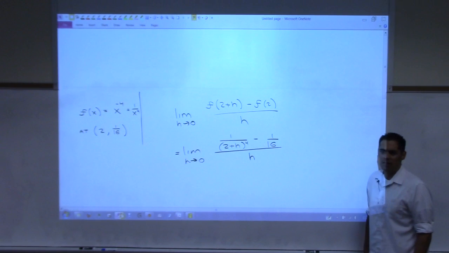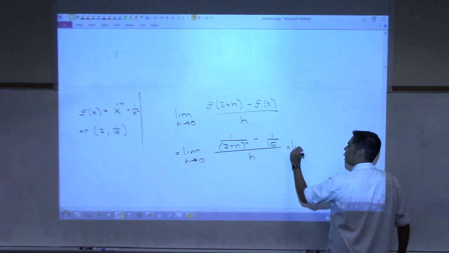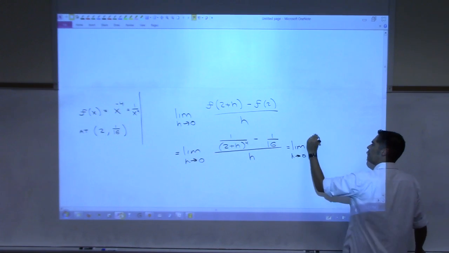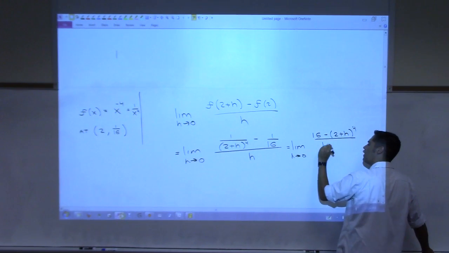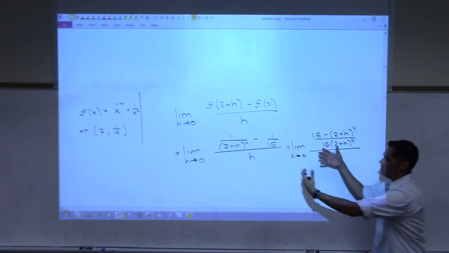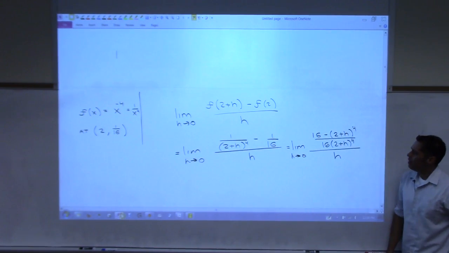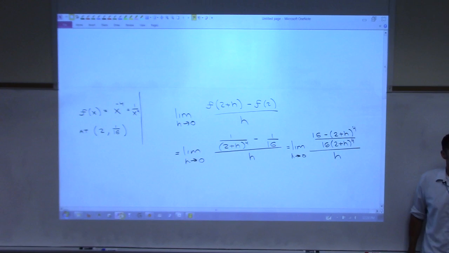And that looks like a more challenging common denominator, but I think it would still go. I mean, this would still work. Do you see that? I mean, you could get a common denominator now. It would look like this. You could have 16 minus the 2 plus h to the 4th over the common denominator, 16 times 2 plus h to the 4th, all over h. That's what would happen if you put these two together. And then you're trying to get an h to cancel, right? So what I would do is expand 2 plus h to the 4th power out. That's what I would do.